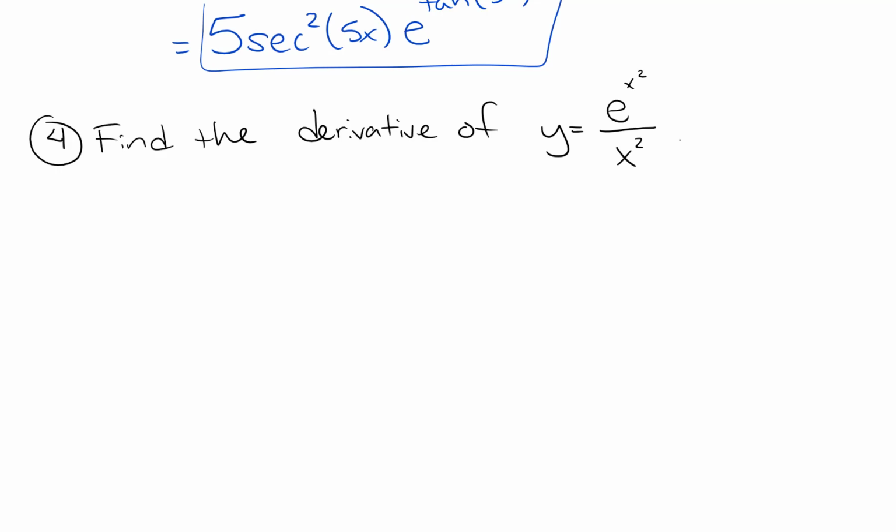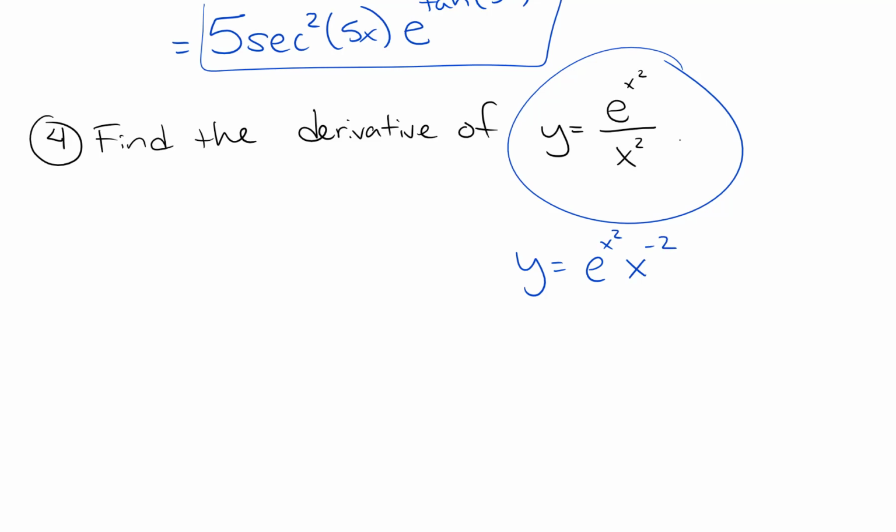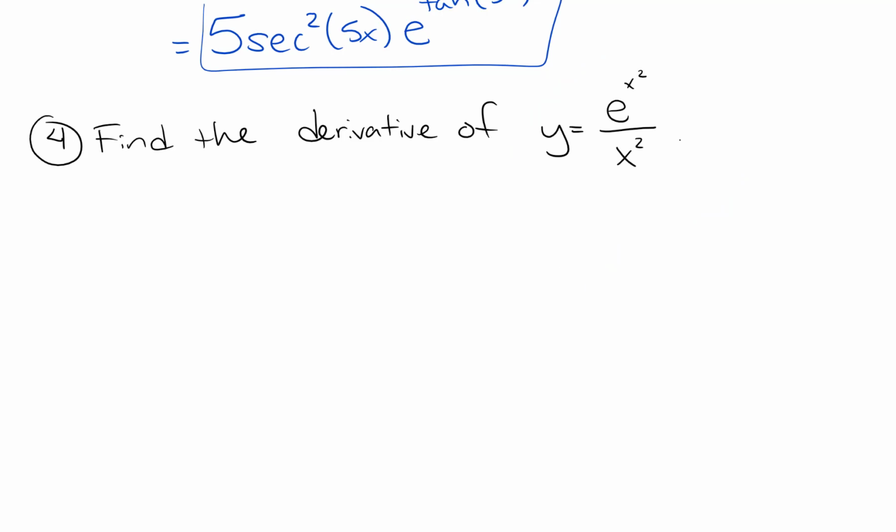Now we want to find the derivative of y equals e to the x squared over x squared. So here we've got a quotient rule. We're also going to have a chain rule because of this added power. If you wanted to, you could change this from the quotient rule and rewrite it, and then you could use the product rule instead. But I'll go ahead and stick with using the quotient rule.